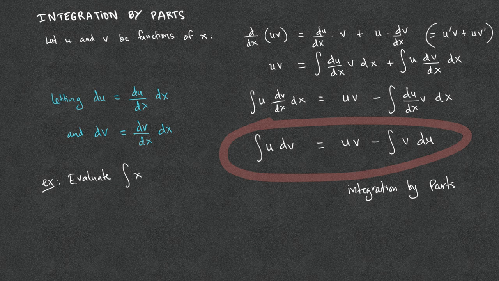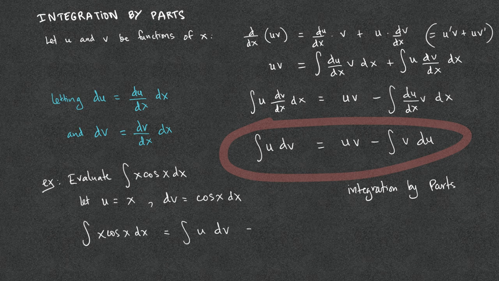For example, evaluate the integral of x cosine of x dx. We're going to rewrite it as u dv, where u is x, therefore dv equals cosine of x dx. The integral is now in terms of u dv. That is, the integral of x cosine of x dx is now the integral of u dv. Integration by parts guarantees that the answer is going to be uv minus the integral of v du.